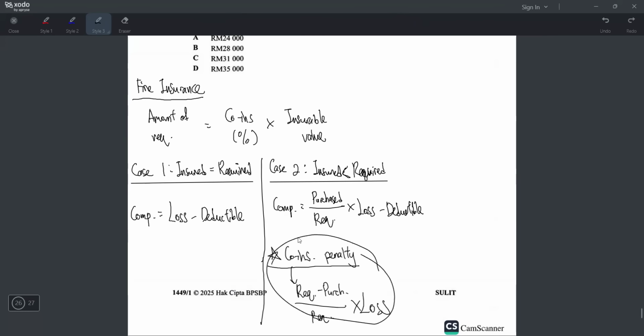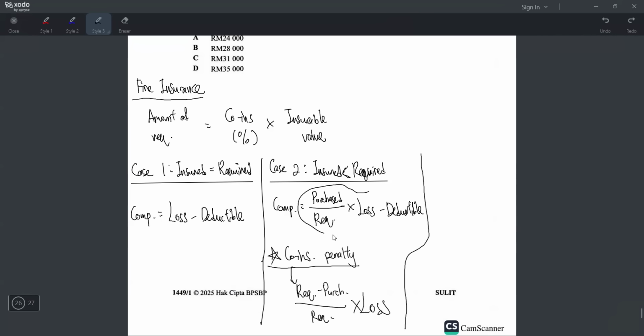But this one, they seldom ask in the exam. Seldom ask, but they have asked before. And usually when they ask this, most students cannot answer the penalty one. Okay? So make sure you know this. Required minus purchase over required times loss.